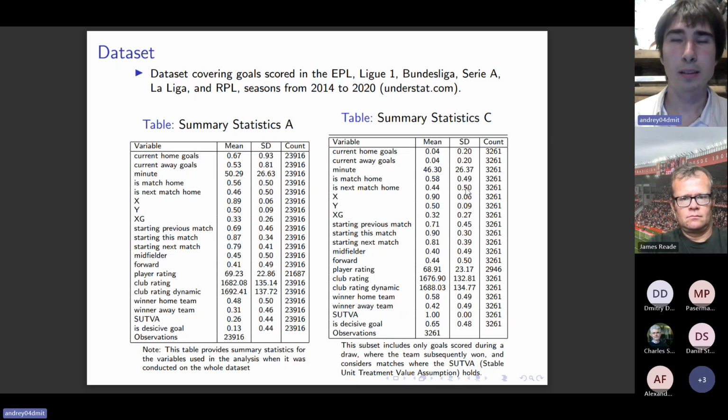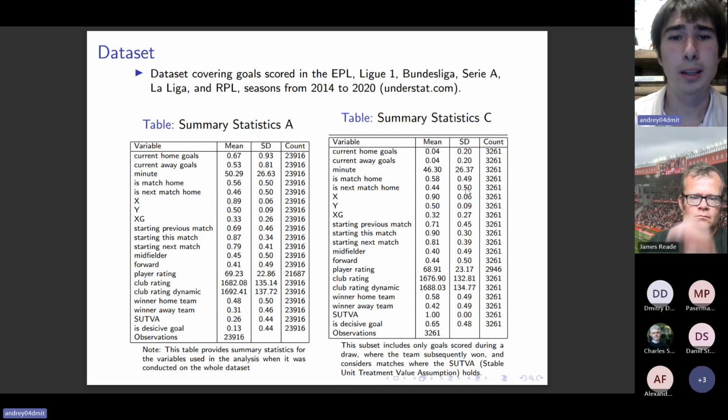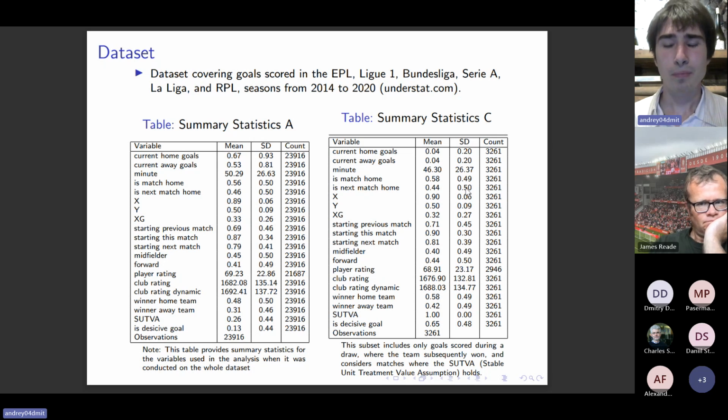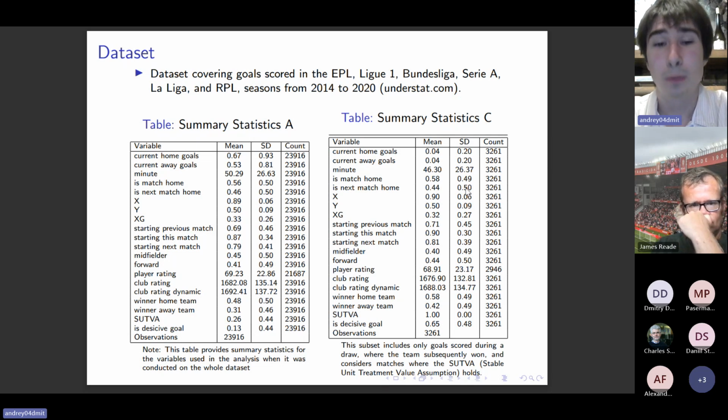Then x, y are the coordinates of the kick from where it was made. Then xg, a metric of the likelihood of scoring a goal from a kick. Starting previous, this and next match: these are dummies, binary variables for the player. If a player who scored the goal appeared in the starting squad for the previous match, then starting previous match equals 1, otherwise 0. Then midfielder, forward are the position indicators, also dummies. As you can see, for example, 16% of the goals are scored by defenders.